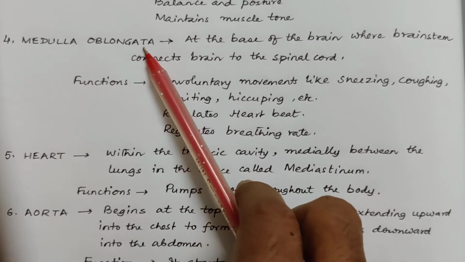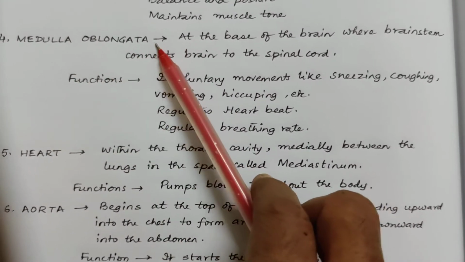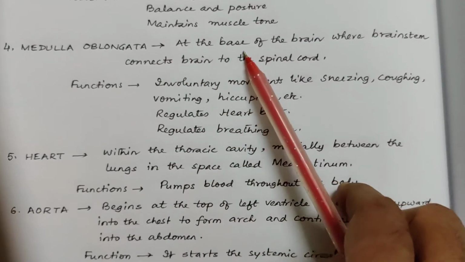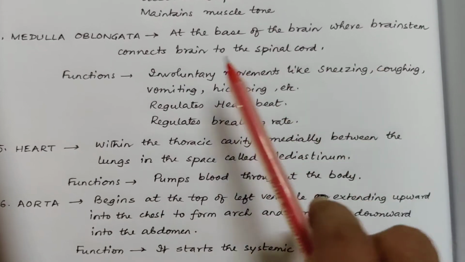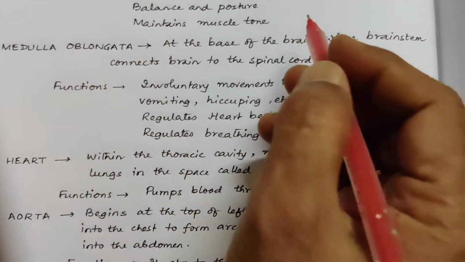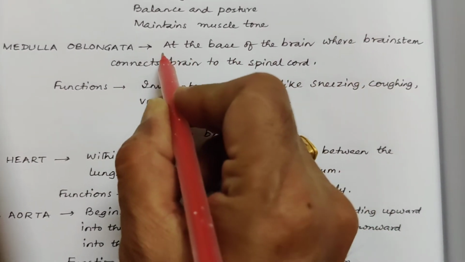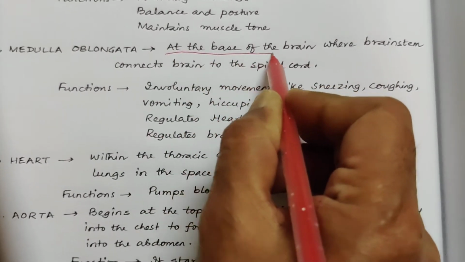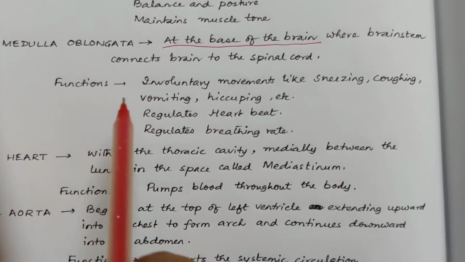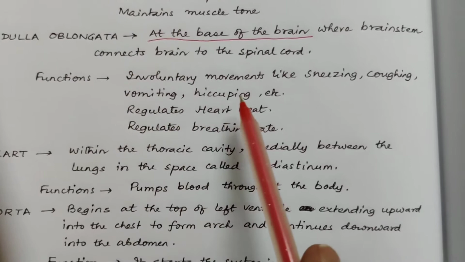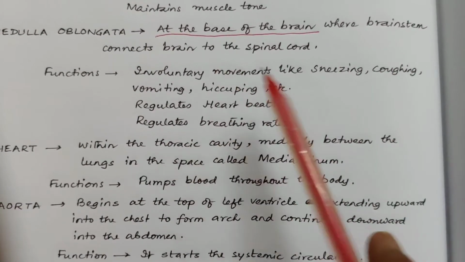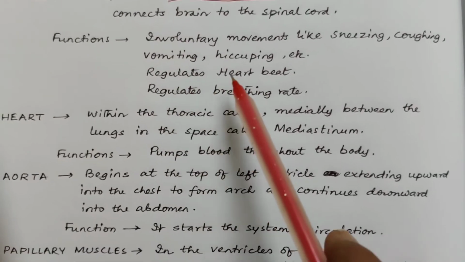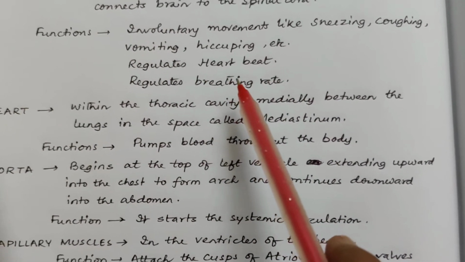Next is medulla oblongata. This is the last part of the brain. It is present at the base of the brain where the brainstem connects brain to the spinal cord. At the base of the brain. This is the keyword. Functions: involuntary movements like sneezing, coughing, vomiting, hiccuping, belching, etc. It regulates heartbeat. It regulates breathing rate.